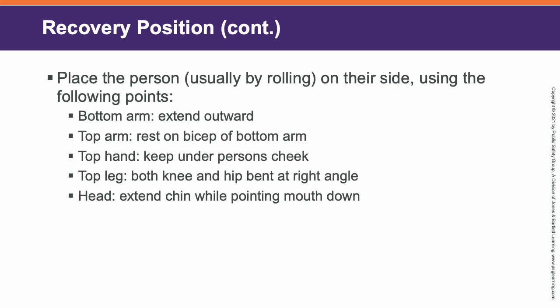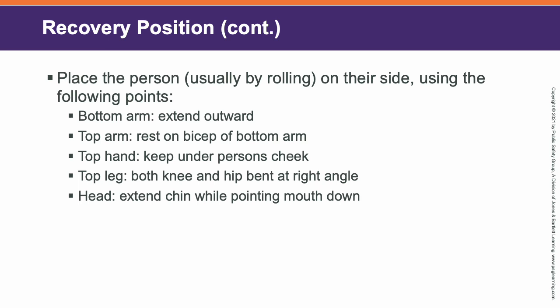Now, to place the person in the recovery position, you need to do a couple of things. You want to roll them onto their left side. Their bottom arm, the arm that's closest to the ground, you want to extend outward, kind of like that picture from the last slide. The top arm, you want to rest on the bicep of the bottom arm. Put their hand on the upper arm of their bottom arm. The top hand, you can put under the person's cheek.